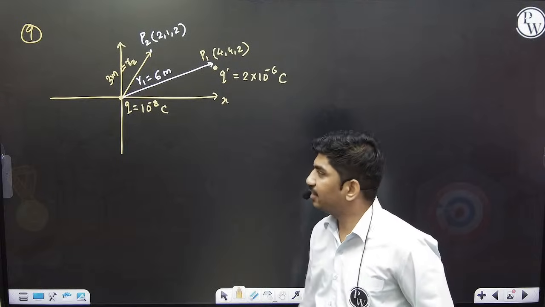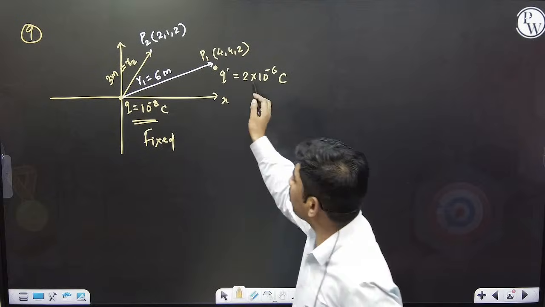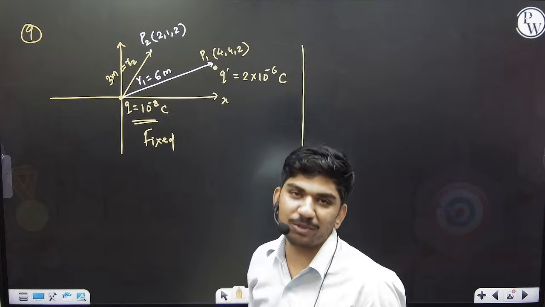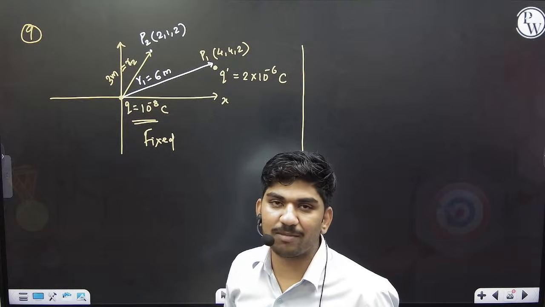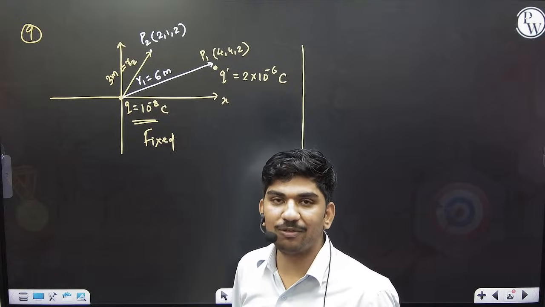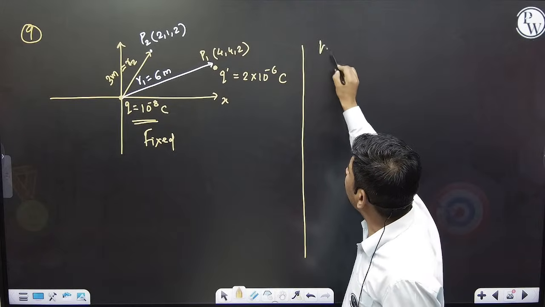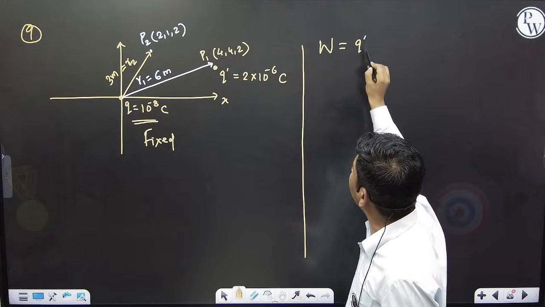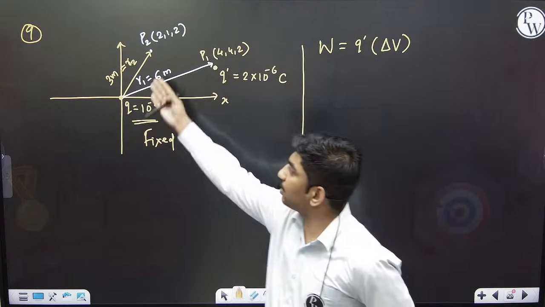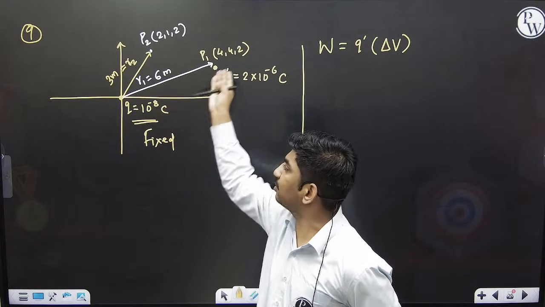Now see, this charge is fixed. This charge is moved. When we are keeping a charge fixed and we are moving the other charge in its electric field, what will happen? It will do some work, electrostatic work. How much? We will simply get the work done as the other charge Q dash into change in potential. Here we are having higher potential, so we need to do some work. We are moving it from low to high potential.